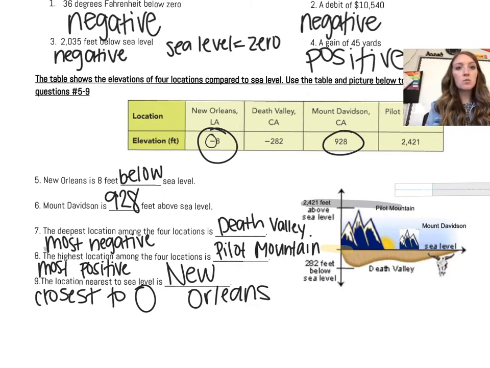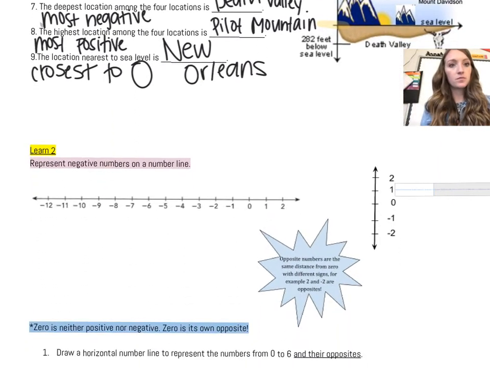So this is being able to look at a chart, understand our locations and how they relate to above sea level, below sea level, and location. These are real life examples of positive and negative numbers that we see. Okay, we're going to keep moving.